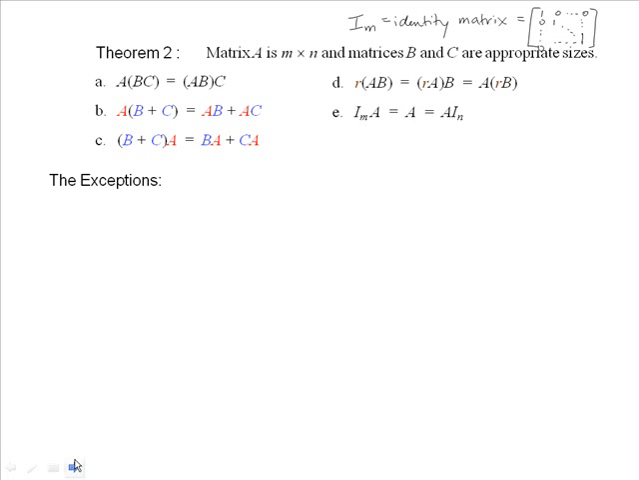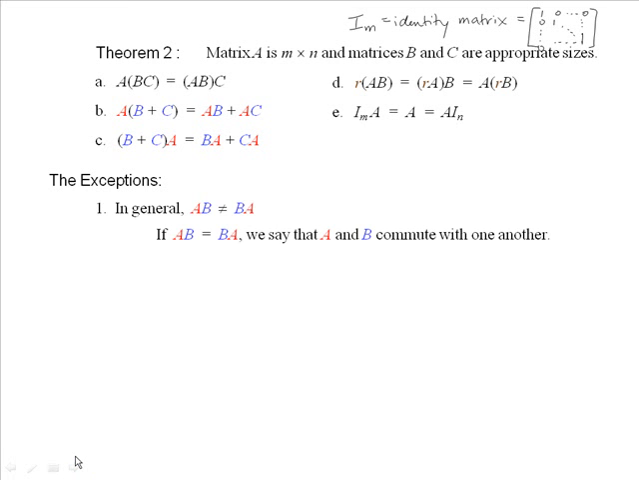Now here are the exceptions, and these are very important to take note of. In general, A times B is not equal to B times A. If they are equal, then we say that A and B commute with one another. Number 2, cancellation laws do not hold. If I have A times B equal to A times C, this does not imply then that B equals C.